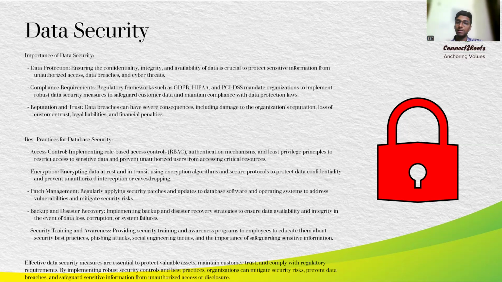By implementing robust security control measures and best practices, organizations can mitigate risk, prevent data breaches, and safeguard sensitive information from going out to hackers or into the hands of unauthorized people. That's all from this topic.